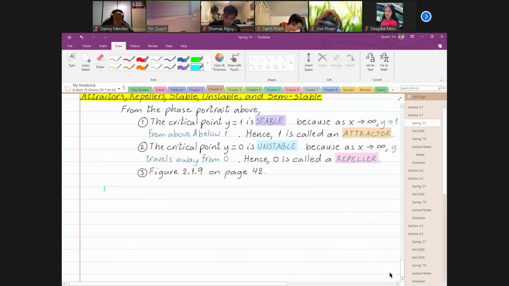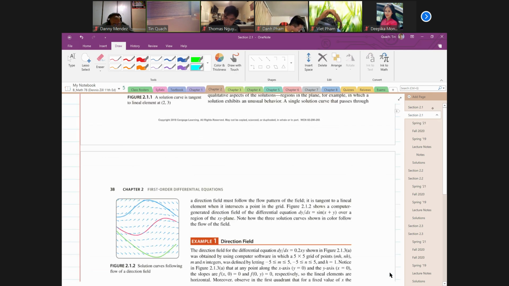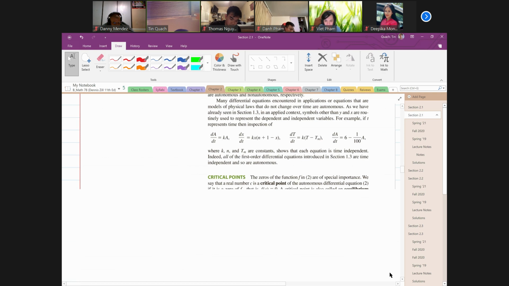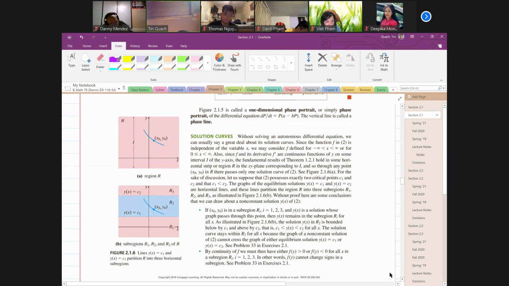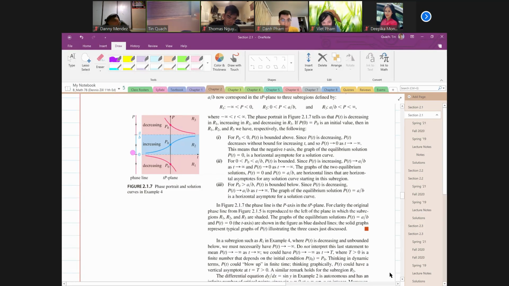But let me take you back to the book, where that is. It's 2.1.9. Okay, so make sure you read more on this one in the book. If you have the points, then you know the graph, right? So make sure you read that. But let's go to 2.1.9. From the phase portrait, you can figure out what the graph looks like, okay?